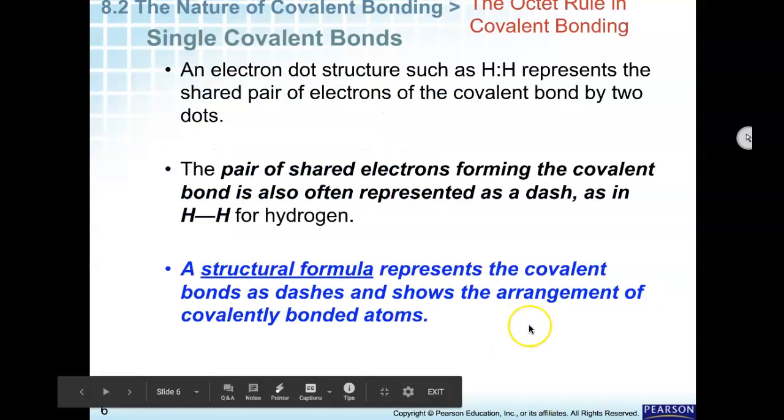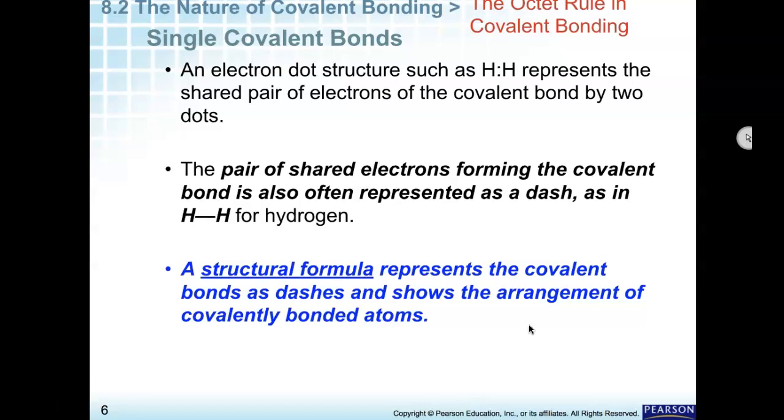When you're looking at a structural formula, it represents the covalent bonds as dashes and shows the arrangement of covalently bonded atoms. Make sure you know that the pair of shared electrons forming the covalent bond is often represented as a dash. Like if you look at H-H, hydrogen, you have a pair of shared electrons represented by that dash.